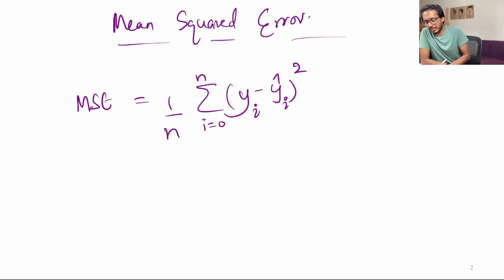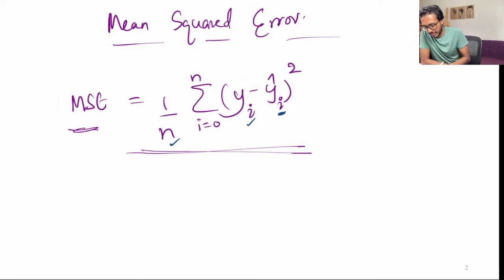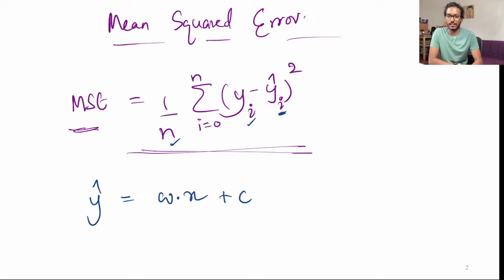So now we know the mean squared error. What we need to do is to minimize the mean squared error, because we know how to calculate it. We know n, we know y_i, which are the true values, and we know how to calculate the y hat. And we know further that y hat is equal to wx plus c. So we should be able to change the values of w.